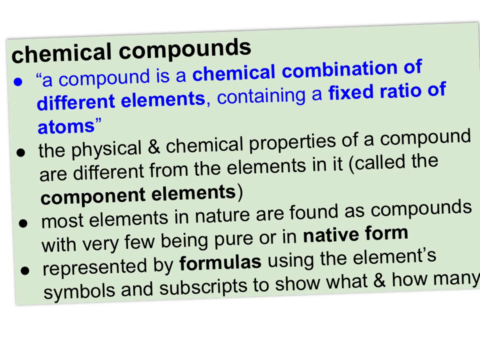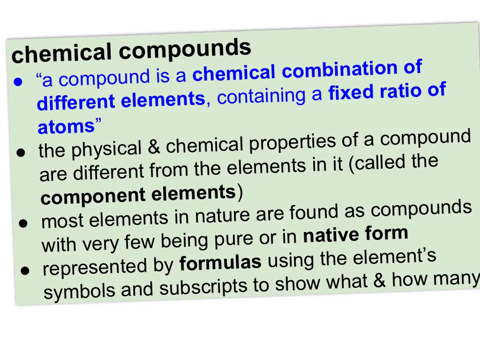Chemical compounds then are a chemical combination of different elements containing a fixed ratio of atoms. For example, water always contains the ratio H2O, 2 hydrogen, 1 oxygen. If it contained a different ratio of hydrogen and oxygen, it wouldn't be water. The physical and chemical properties of a compound are different from the elements that make up that compound. So hydrogen and oxygen both exist as a gas at room temperature, whereas the combination H2O exists as a liquid at room temperature.